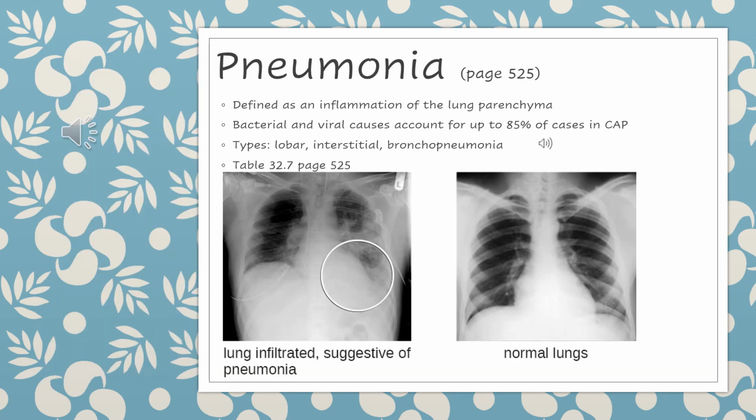It's defined as inflammation of the lung parenchyma caused by numerous things. It can be bacterial or viral. Those account for 85% of community-acquired pneumonia. Risk factors: lung disease, anatomic abnormalities, GERD, neurologic disorders, and immunodeficiency disorders. There are multiple types. You can have lobar, interstitial, or bronchopneumonia.